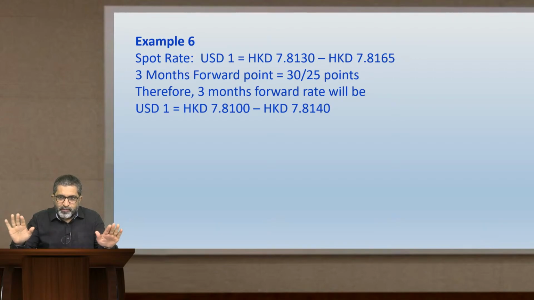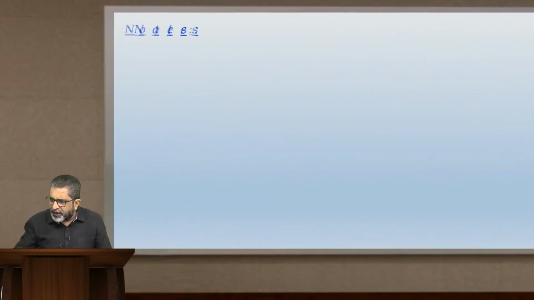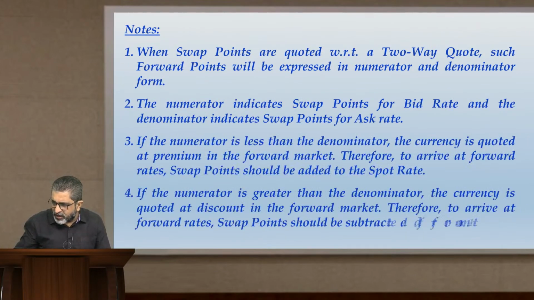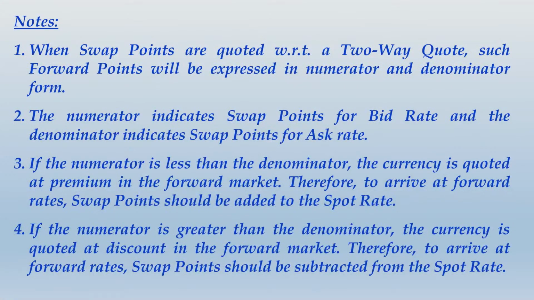But if they don't mention, you tell me simply one thing. In a quote, in a two-way quote, what first appears is the bid rate and what next appears is the ask rate. So in swap points also, whatever first appears will be the swap point for the bid rate and what later appears will be for the ask rate. So for the bid and for the ask, the sequence will never change. It will always be first for the bid and next for the ask. That is why in that point that I have mentioned over here, it is a second point clearly indicating that the numerator will always indicate the swap point for bid rate and the denominator will always indicate the swap point for ask rate. I hope you are now clear with the point.